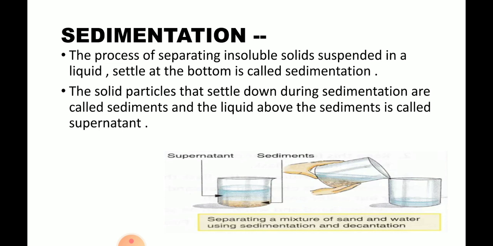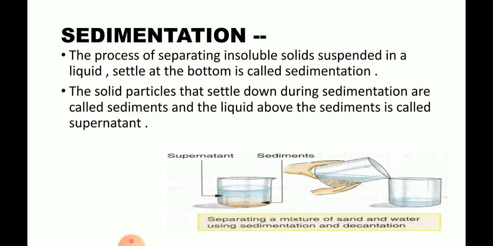Let's see one more example of sedimentation. It is the process of separating insoluble solids suspended in a liquid, which settle at the bottom. This is called sedimentation. Clear? So here are the solid particles that settle down. See in the picture, I explained about sand or the dal or chawal. All these things settle at the bottom. These are called sediments, and the dirty liquid above is called supernatant.